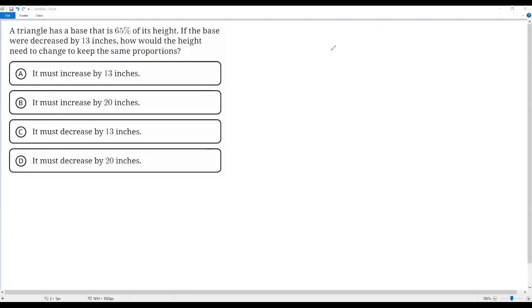Okay, first let me draw a triangle with the height and base. Here I have drawn a triangle. The height of the triangle is not given, so we can assume any value as the height. But this problem is based on percentage, because the base is 65% of its height.